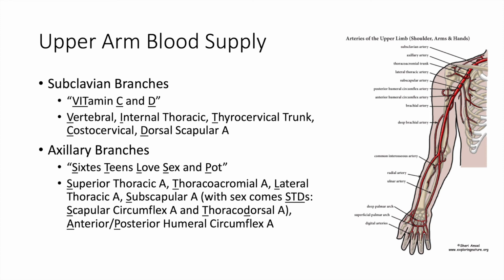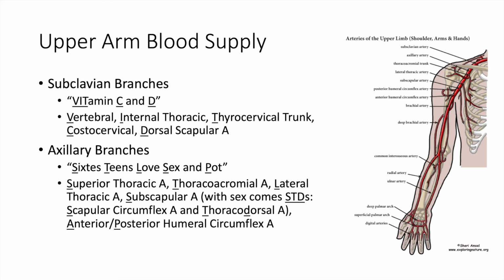Okay, upper arm blood supply. So how I remember this is the subclavian branches are vitamin C and D. So VIT, so that stands for vertebral. Then the next branch that comes off is internal thoracic. Then the T is thyrocervical trunk. C would be our costocervical, and then the next branch coming off is dorsal scapular artery.